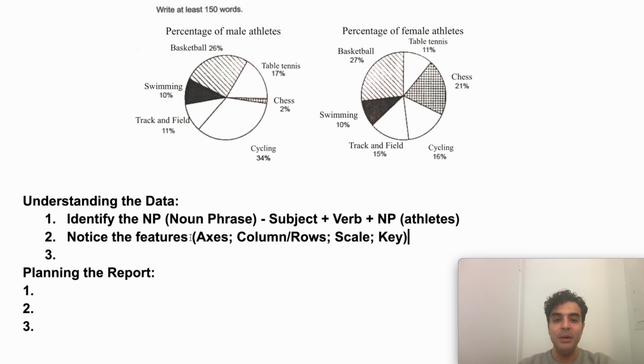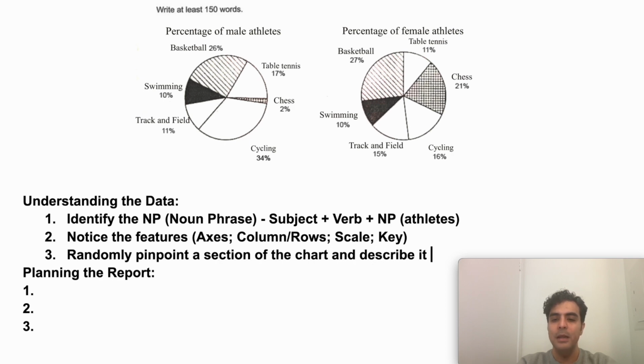Now, step 3 is a really interesting step because it's like a litmus test. If you can successfully pass step 3, it means that you got this. You know what you're doing. And here's what I want you to do in step 3. I want you to randomly pinpoint a section of the chart and describe it in simple words.